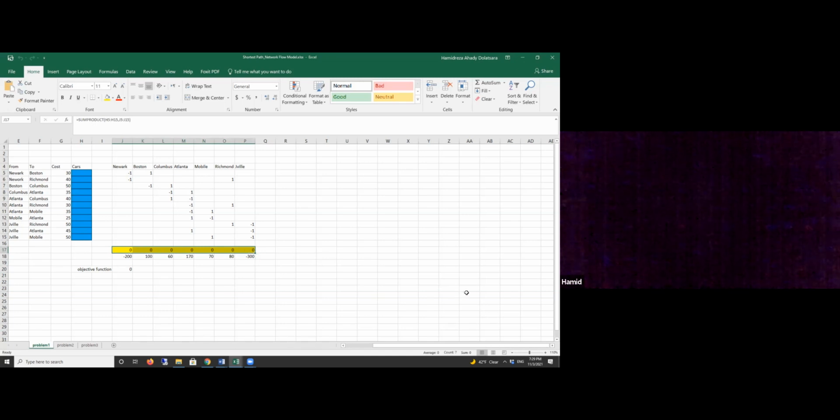Also, we have the objective function. It is just the decision variables, the blue cells, times their unit cost, which is under the cars column.